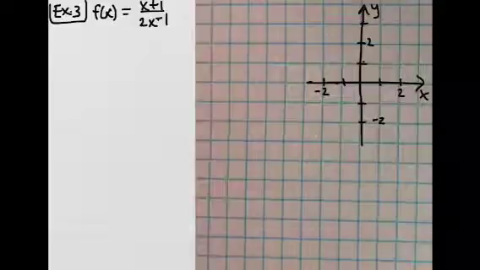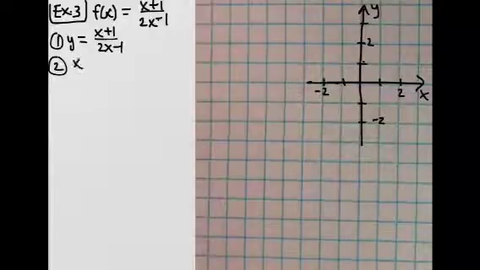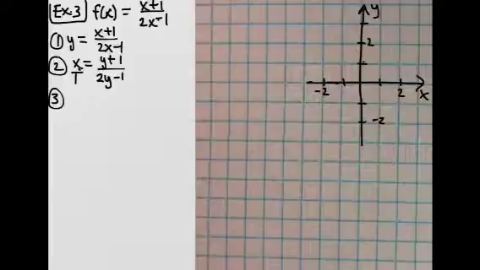So we have step number 1, write y equals x plus 1 over 2x minus 1. Step 2, we're going to swap the x and the y. So I've got x equals y plus 1, and you've got to swap it in both places. So the denominator is 2y minus 1. So now I can change this to a proportion, put a 1 underneath, and I could cross multiply, because now my goal is to solve for y, right? So I'm going to cross multiply like this.